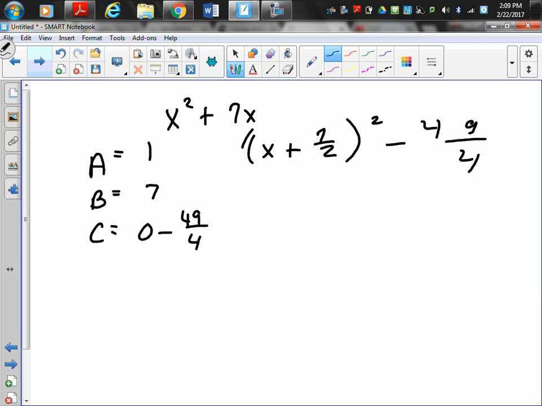You have to be able to work with fractions. You have a calculator that helps you. No excuses. That's x plus what over 2? x plus 7 over 2. So you know it is your B number divided by 2. That's in parentheses and squared. That's always like this, always when you complete the square. It's always the B number divided by 2. Always.